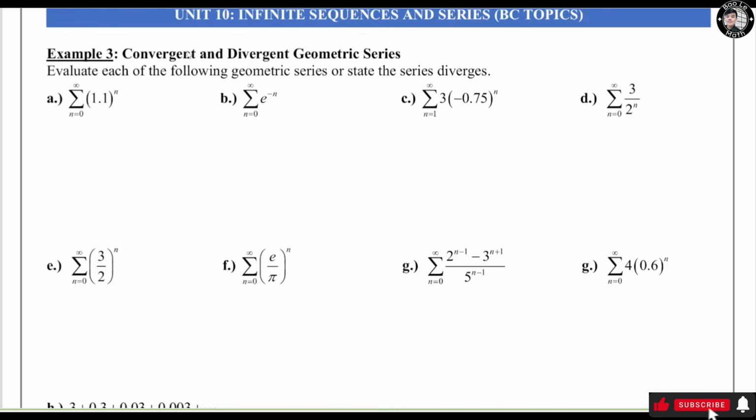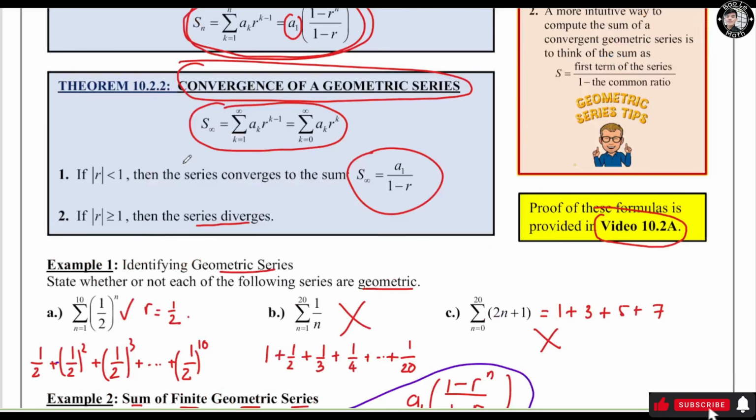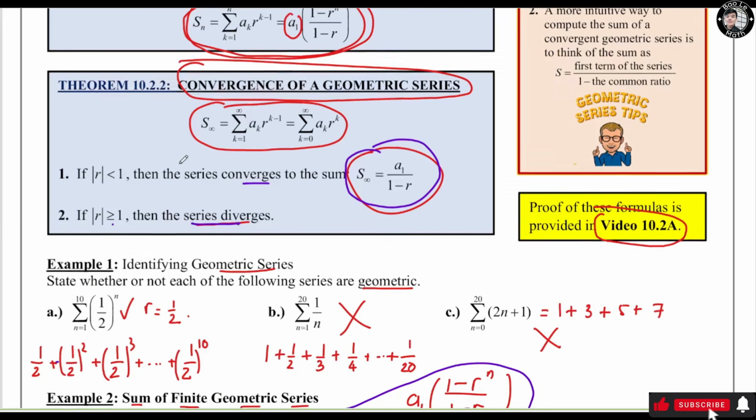Example number 3. Convergent and divergent geometric series. Evaluate each of the following geometric series or state that the series diverges. Alright, so we're going to go back over here to the formula. If the absolute value of r is less than 1, then the series converges, and the sum of the series is this one. If the absolute value of r is greater than or equal to 1, then the series diverges.